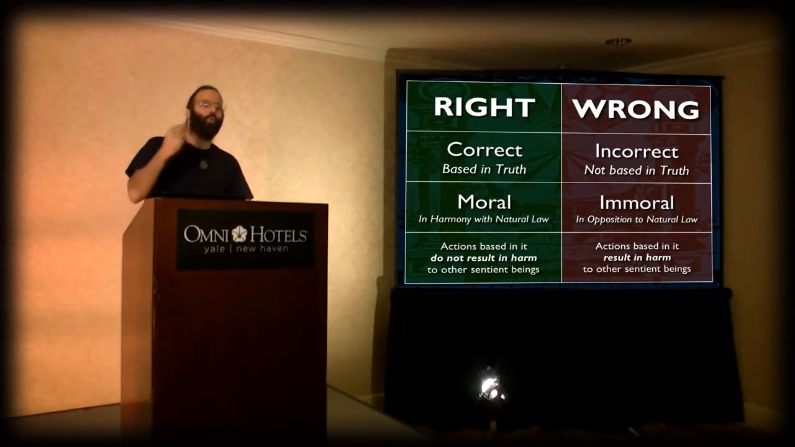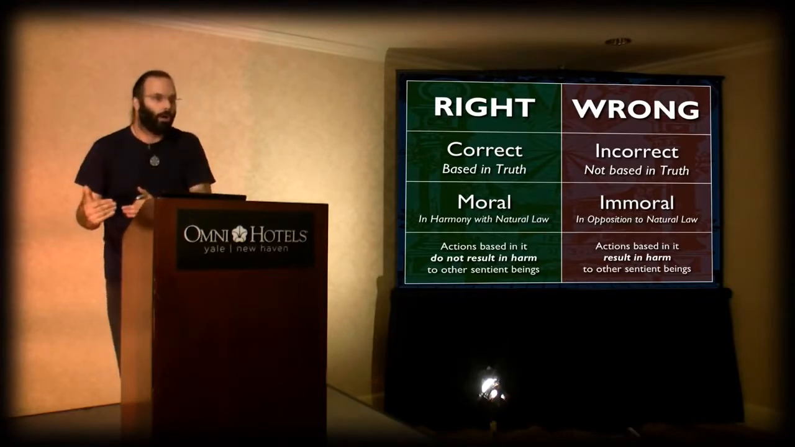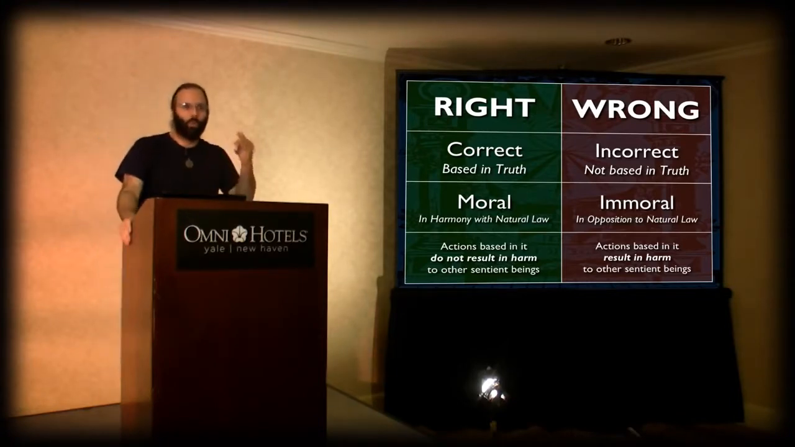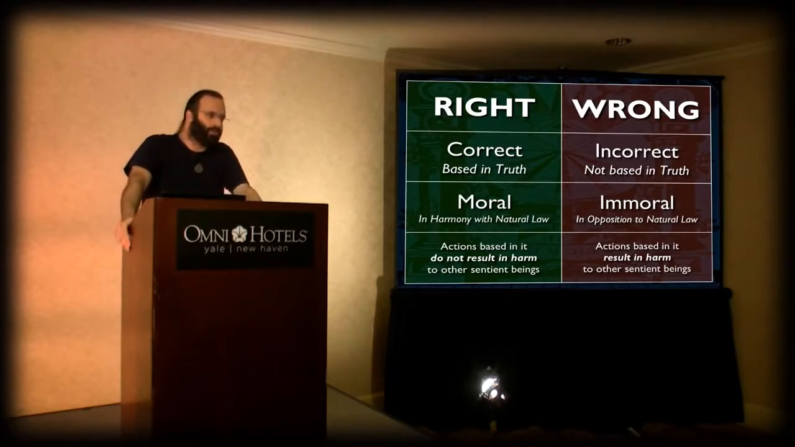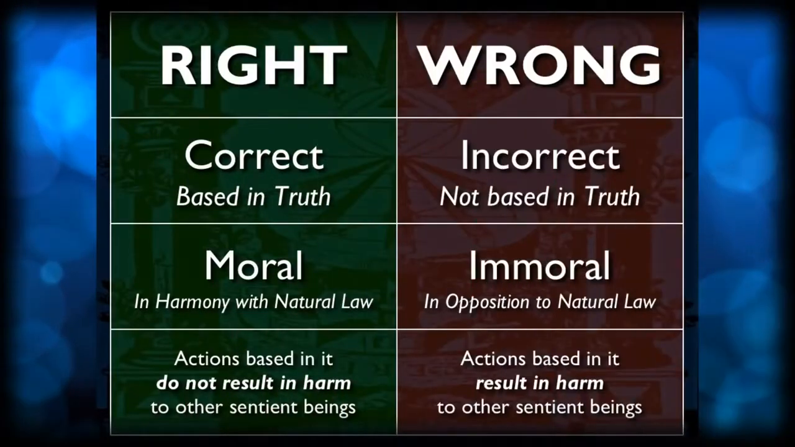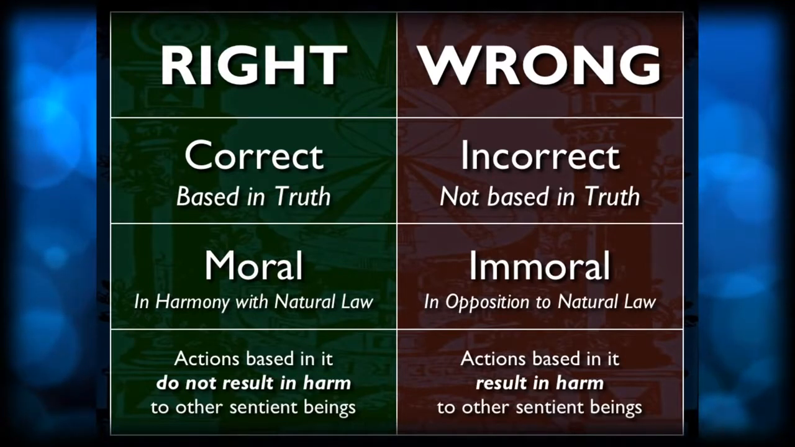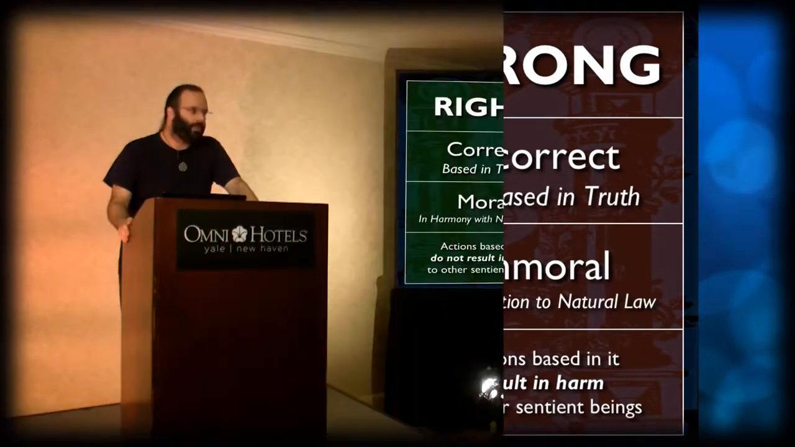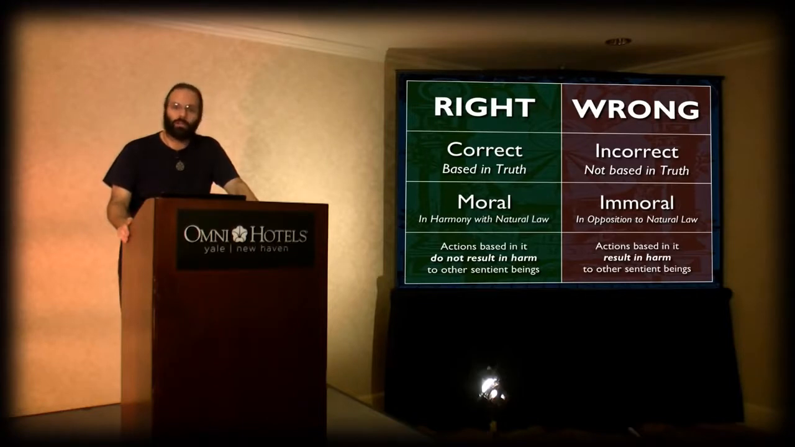So we have to come to know what is true regarding right and wrong if we are going to be able to correctly, with wisdom, choose between these two modalities of behavior. So, right, again, it means both correct, which is based in truth, and moral, which means that the action, if taken, if acted upon, is in harmony with natural law. Actions based in it do not result in harm to other sentient beings. That's the definition of right.